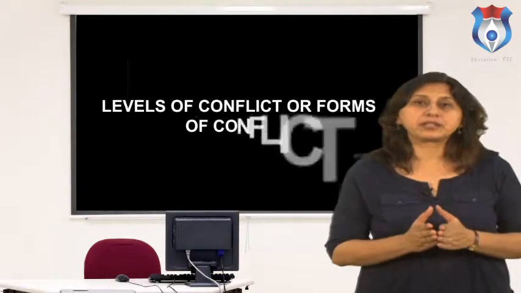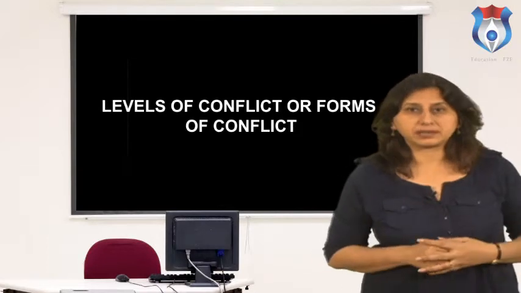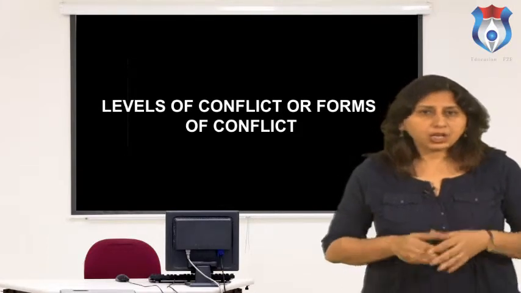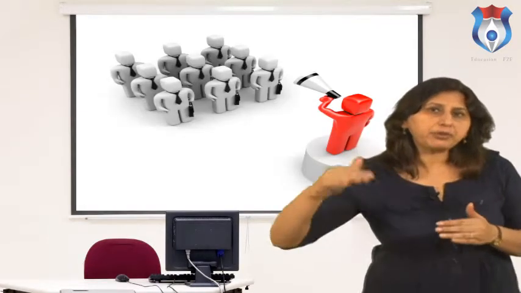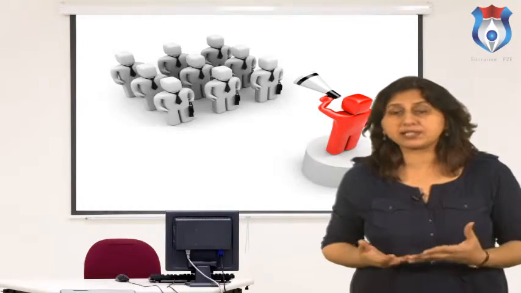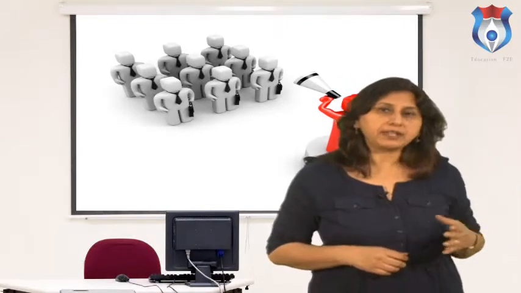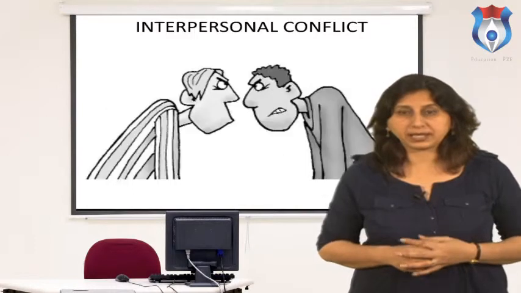Levels of conflict or forms of conflict. Conflict can occur at a number of levels of human functioning. Conflict in your head between opposing motives or ideas is shown by your internal dialogue and is at the intrapersonal level. Beyond that, the primary concern here is with social conflict.